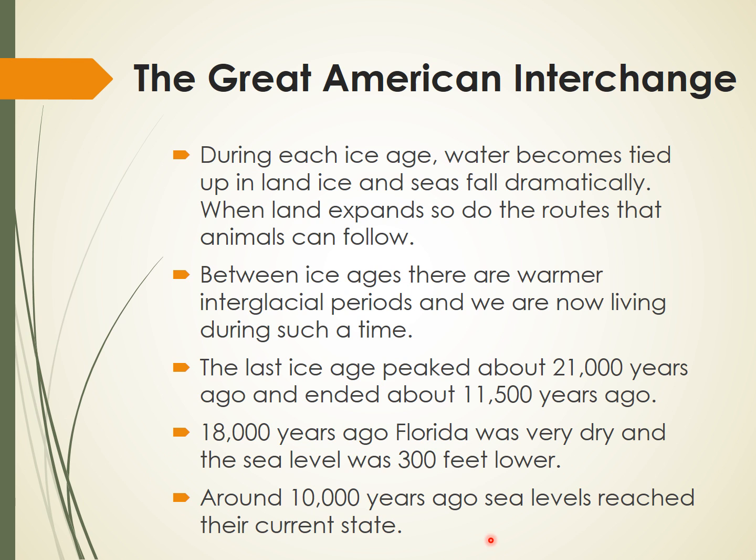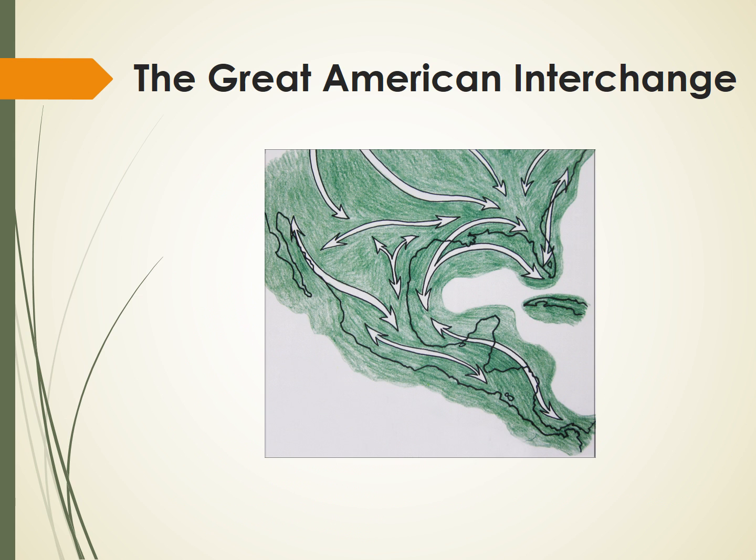So around 10,000 years ago, the sea level reached its current state. This is the diagram that I was talking about. Obviously the outline in black is our current land mass. As you can see, everything in green is how the interchange opened up. We had all this extra area, which made it a lot easier for wildlife species to make their way over to us, and likewise our species to go over to them.